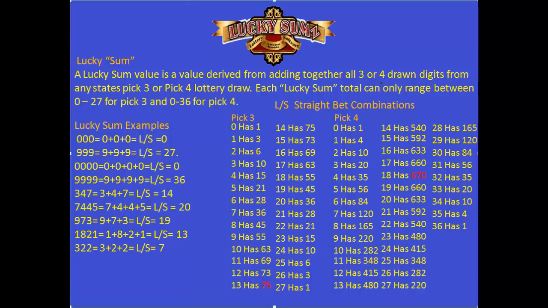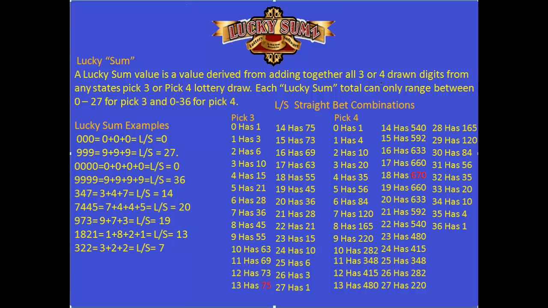A few lucky sum examples are: if you add together 3 zeros, 0 plus 0 plus 0 equals a lucky sum 0. 9 plus 9 plus 9 equals a lucky sum 27. 0 plus 0 plus 0 plus 0, or quad zeros, equals a lucky sum 0. Quad 9 equals 9 plus 9 plus 9 plus 9 equals lucky sum 36.